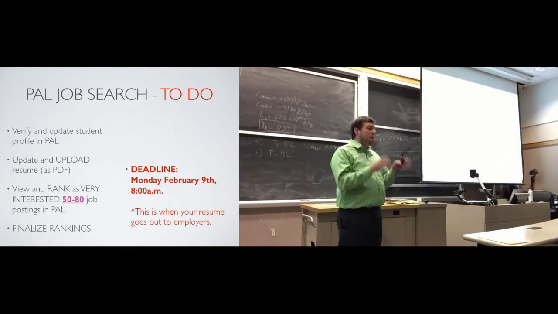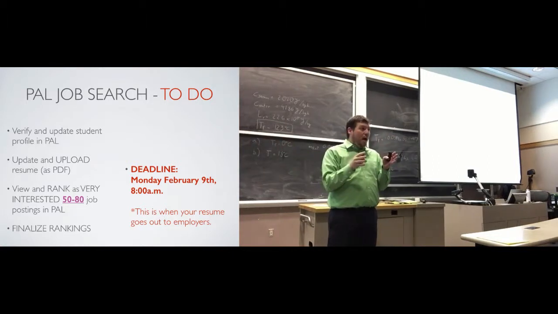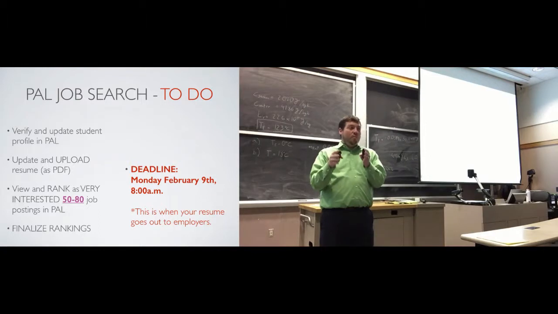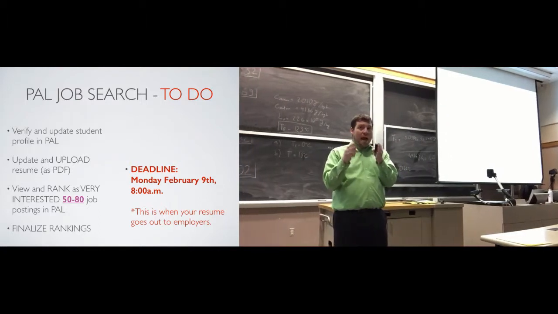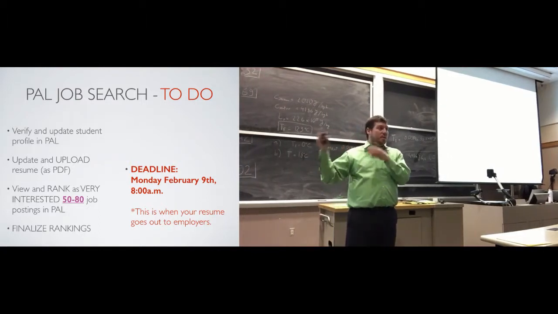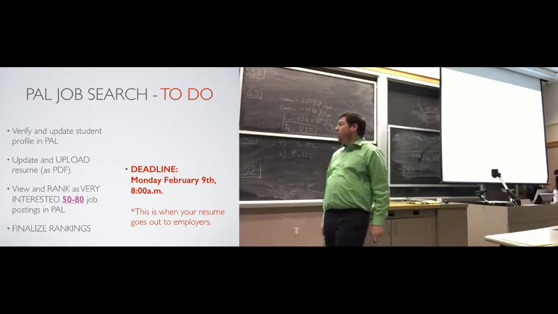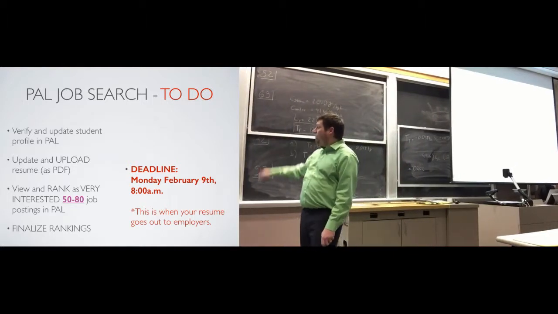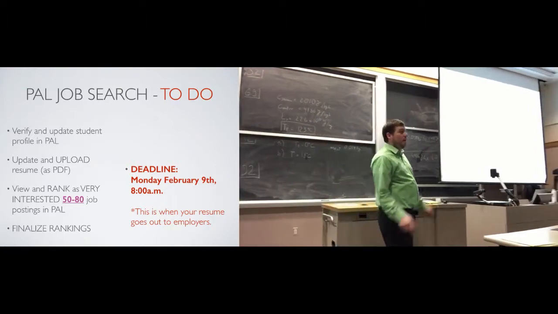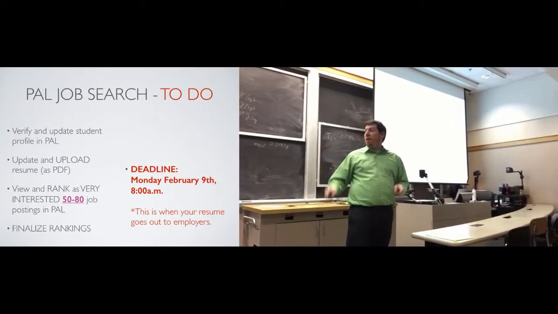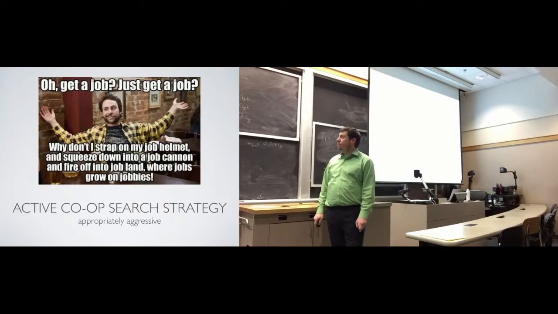So take some time between now and then. If you're already in PAL, you're ready to go. Once you're sectioned into the fall semester, you will automatically be set to see all the jobs. You'll get an email from me. That's when you start taking 5 to 8 hours to do that process. Remember, the deadline is February 9th at 8 a.m. That's when I hit the button to send all those resumes out to all those employers.